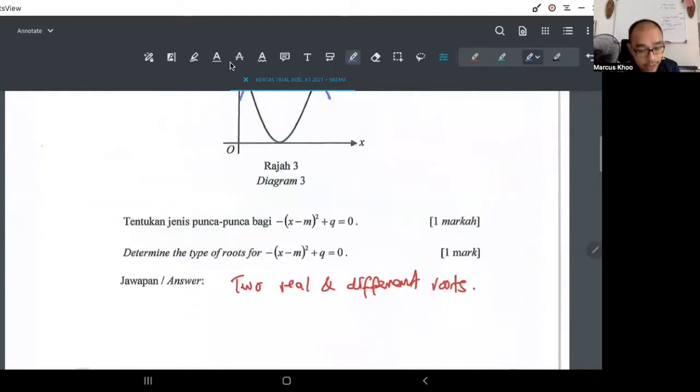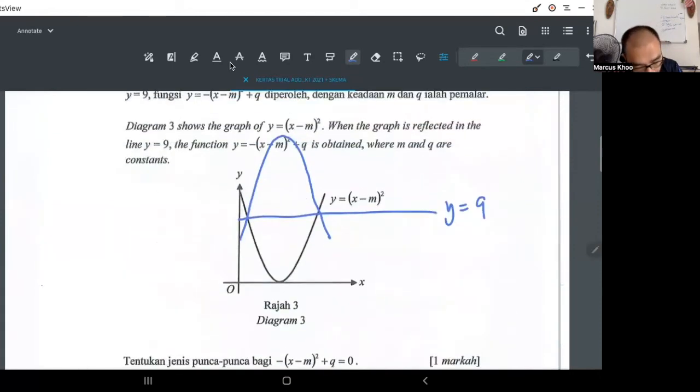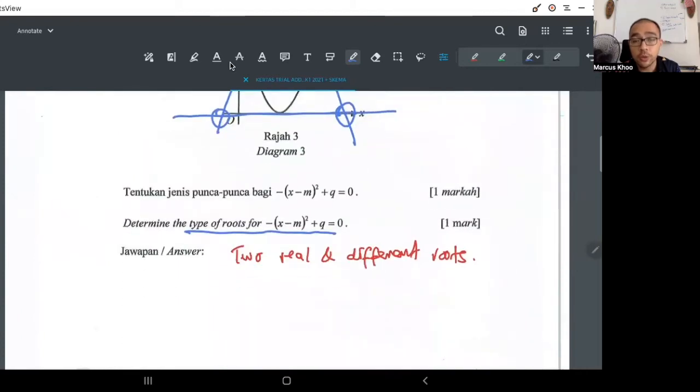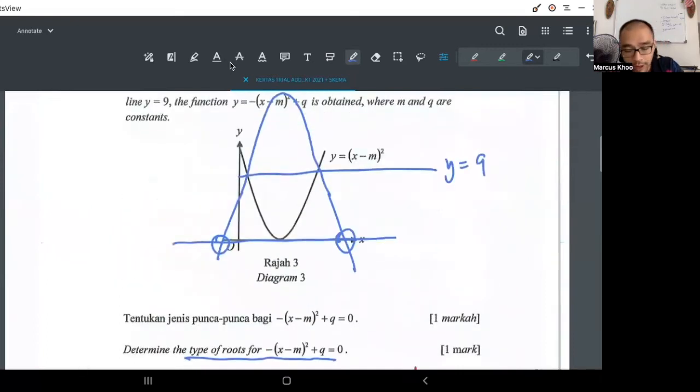So the question is, determine the type of roots. Okay, it's just asking you to determine the type of roots, not asking you to identify the roots. Now, if I extend this graph, okay, I'm going to get this kind of roots, right? 1, 2. So what are these roots? These are two real and different roots. Okay, the original graph, the one in black color, this one is real and same roots. And the roots are the same because only one only ma.